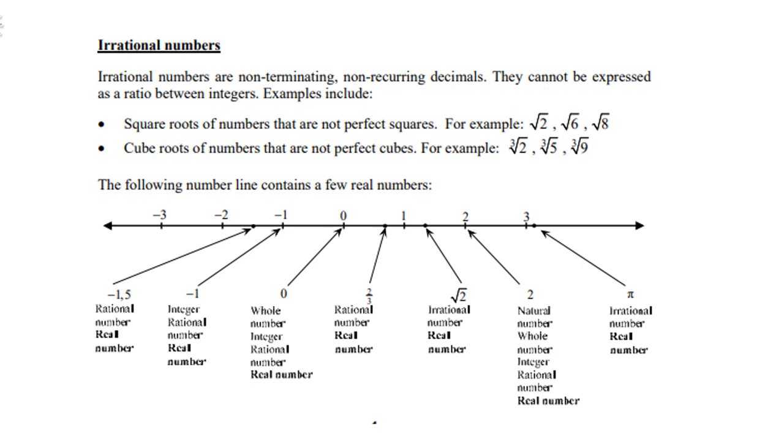Look at the square root of 2, it's irrational and a real number. Look at 2, natural number, whole number, an integer, rational, and real. The value of pi, irrational number, real number. Yeah, remember pi is irrational because it's non-terminating.